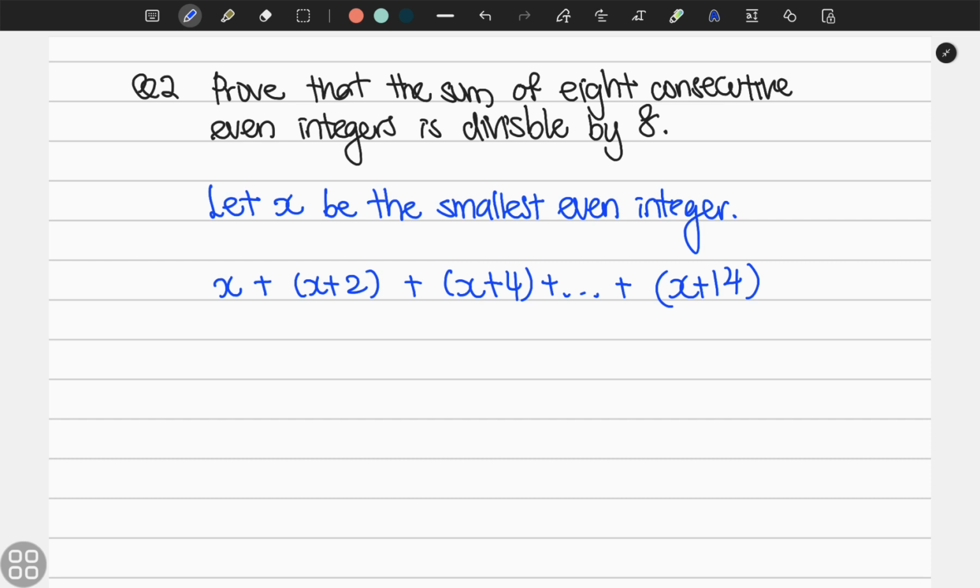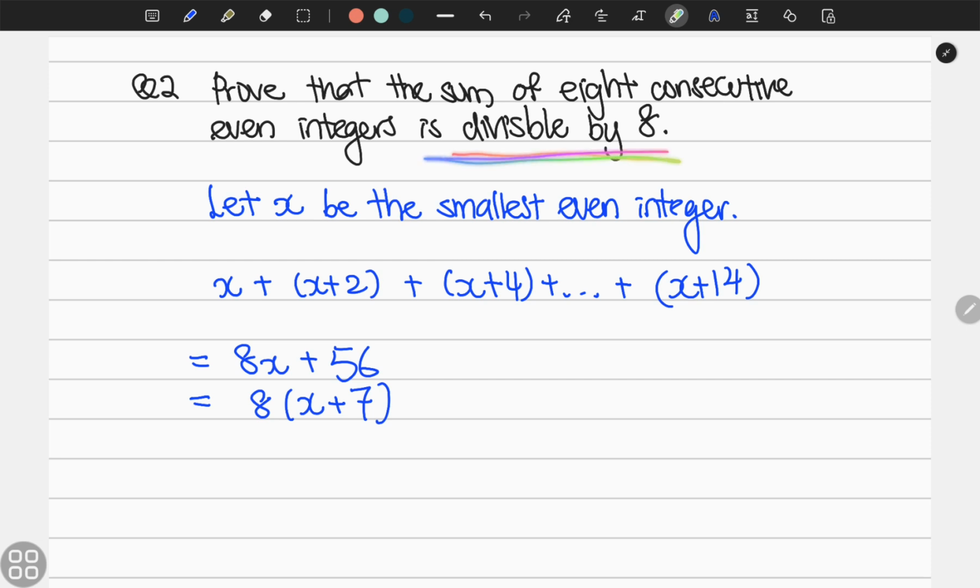Then I'm going to add all of them up. This would give me 8x plus 56. And I can rewrite this as 8 multiplied by x plus 7. And there we go. We have shown that the sum is indeed divisible by 8.